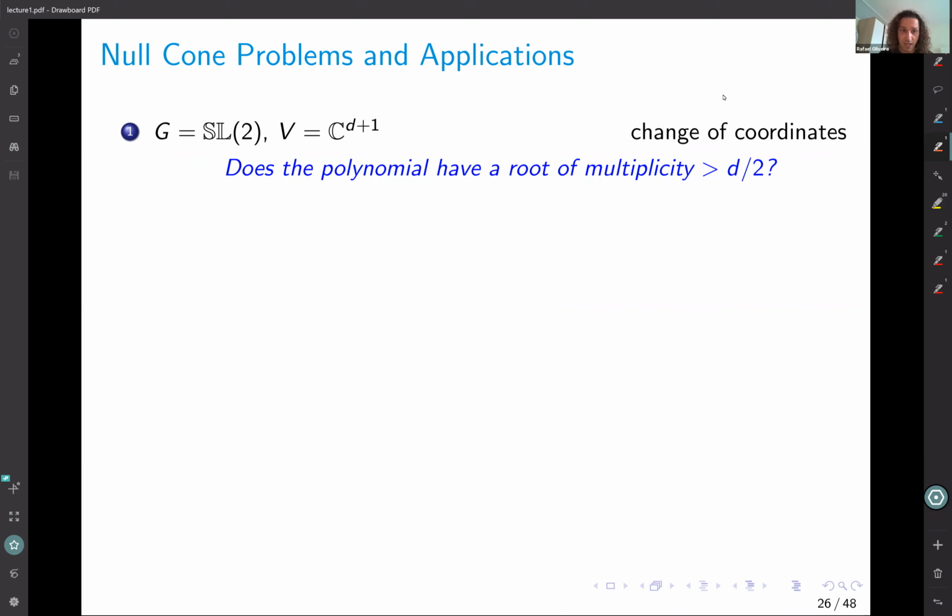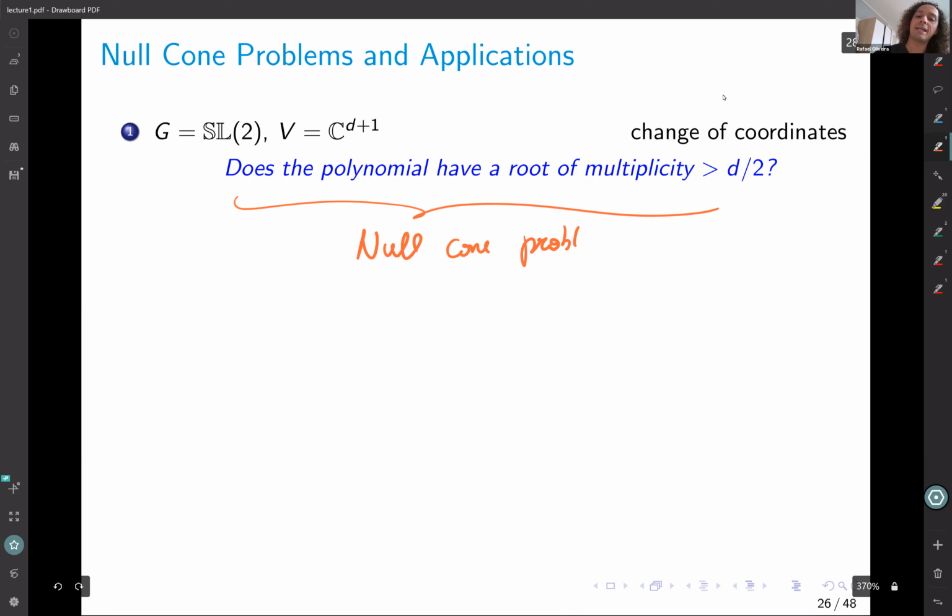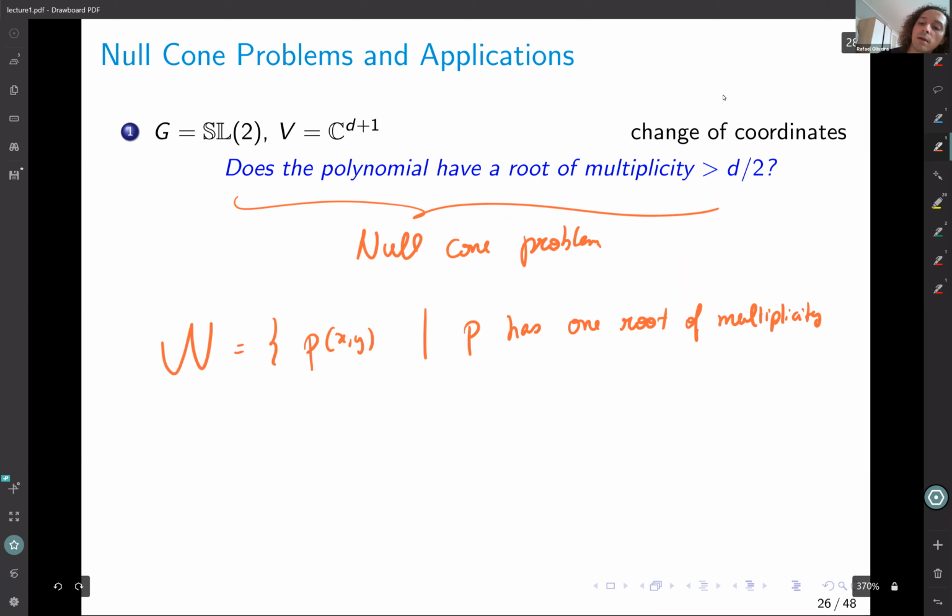For instance, if we have the change of coordinates of bivariate forms of degree d, it turns out that the null cone problem is exactly the problem of deciding whether a polynomial has a root of multiplicity bigger than d over 2. Here the null cone is exactly the set of polynomials p(x,y) of degree d such that p has a root of multiplicity bigger than d over 2.